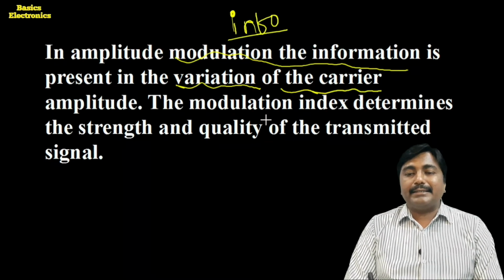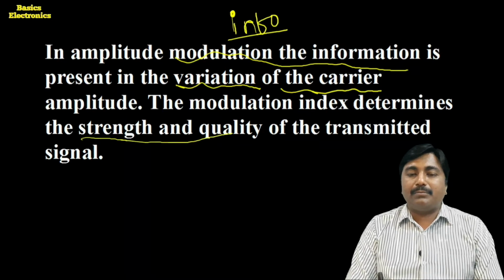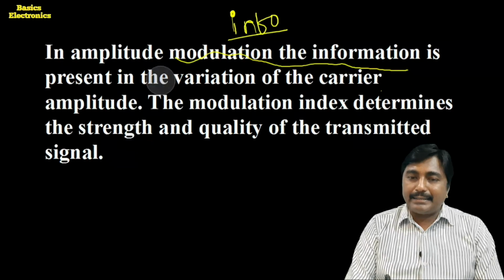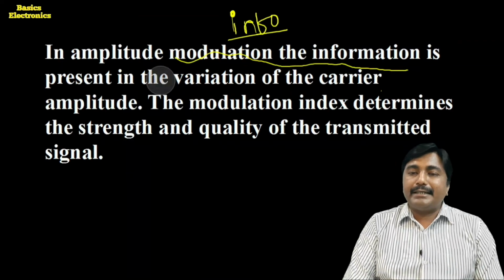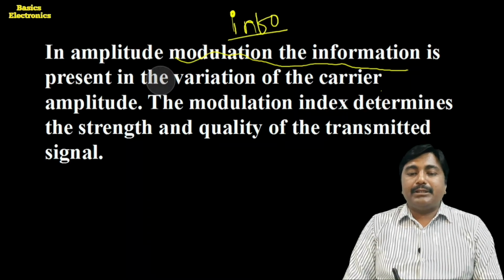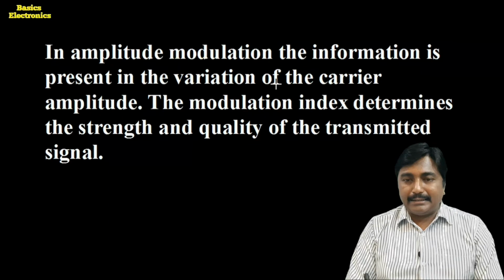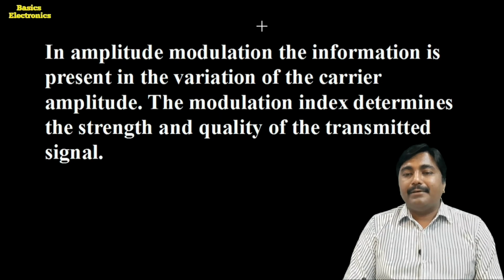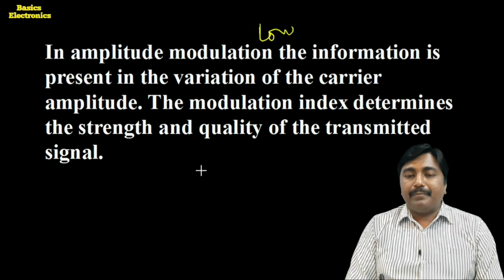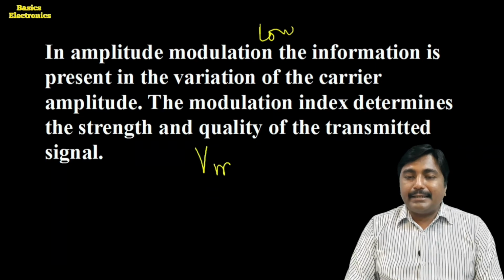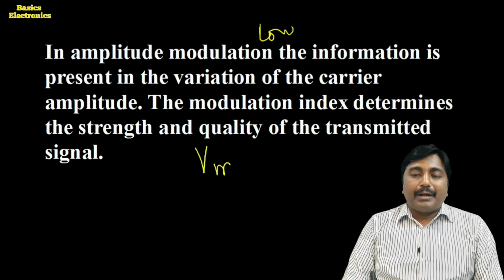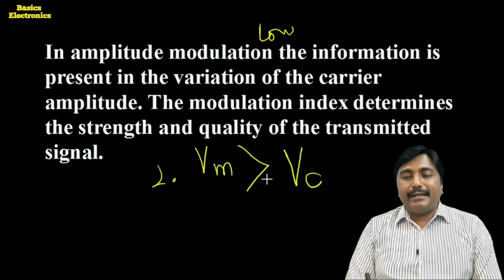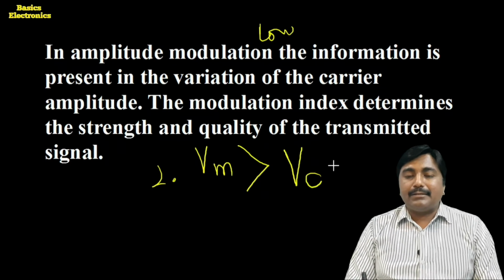So the modulation index determines the strength and the quality of the signal. That's why there is an importance of the modulation index, or we can say the percentage of modulation. Here we can use three values of the modulation index. When the modulation index is low, or when Vm, the modulating signal voltage, is greater than the carrier signal voltage, this is the first condition.